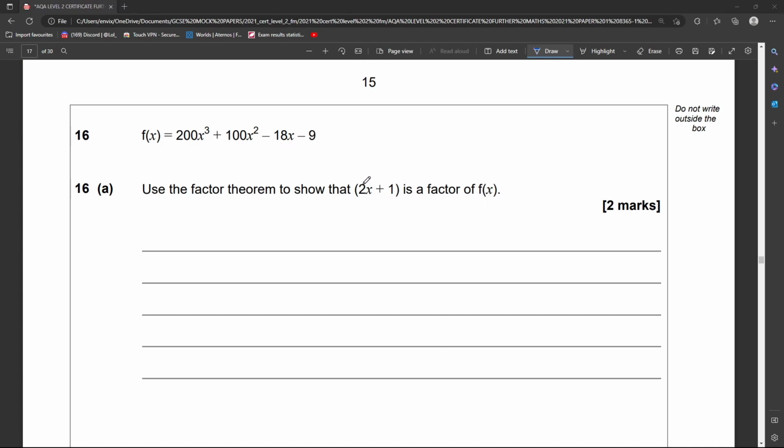So to understand and answer this question, you need to know what factor theorem is. Now, I guess if you're watching this video, you either don't know it or you're revising what factor theorem is, and that's why you're watching this video.